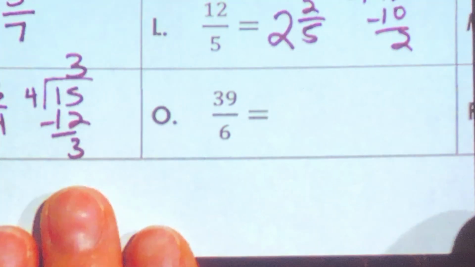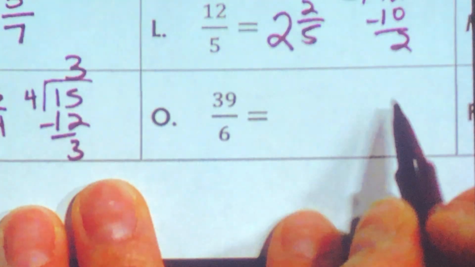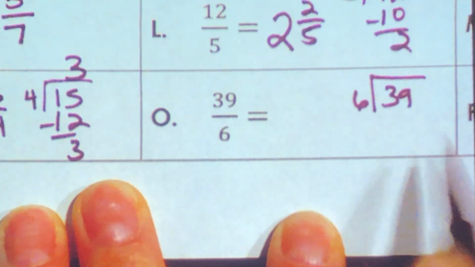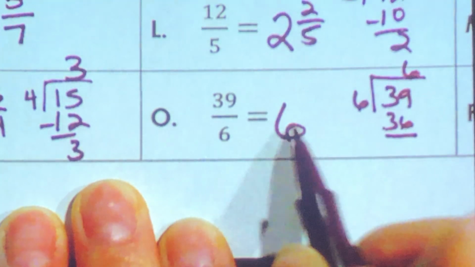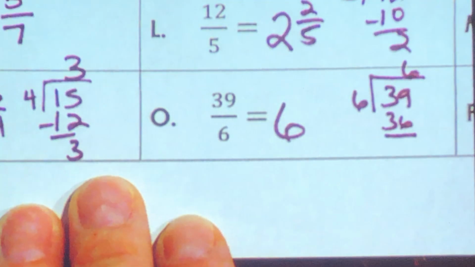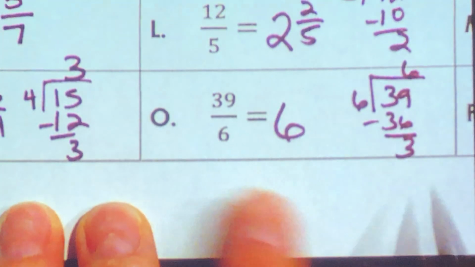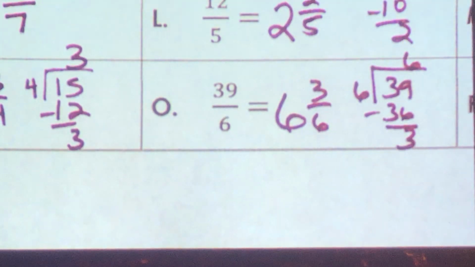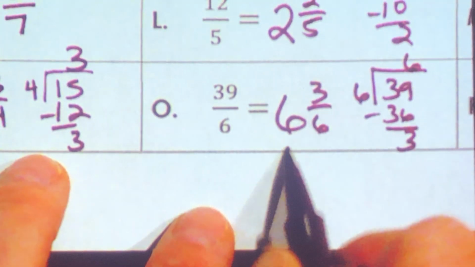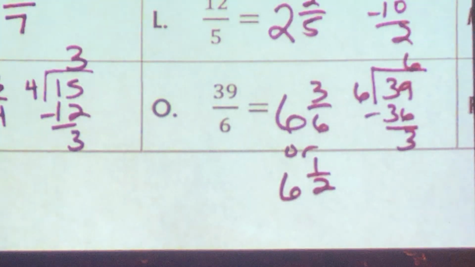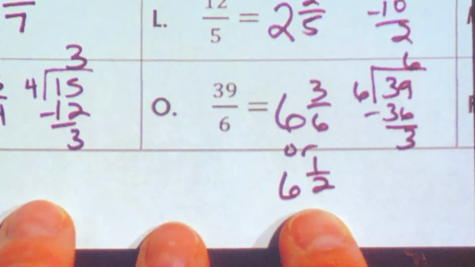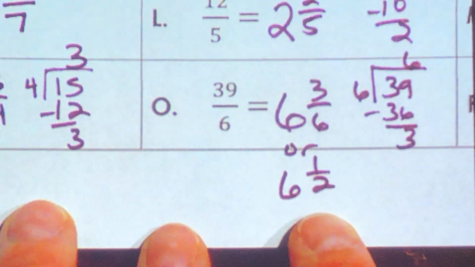Letter O, 39 sixths. All right, so 39 divided by 6. 6 times 6 is 36. So I can fit 6 whole amounts. 6 will go into 39 6 full times. And here there are 3 left over out of 6. So maybe some of you are looking at that 3 6 and thinking, well, wait a minute, that's the same as a half. Yeah, 6 and 3 6 or 6 and 1/2. Either of those would be fine. 6 1/2 would be the best of the two because that is in simplest form. But you'll talk a lot more about that in 6th grade.